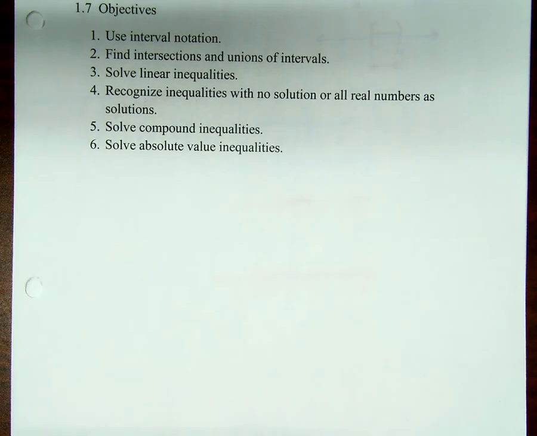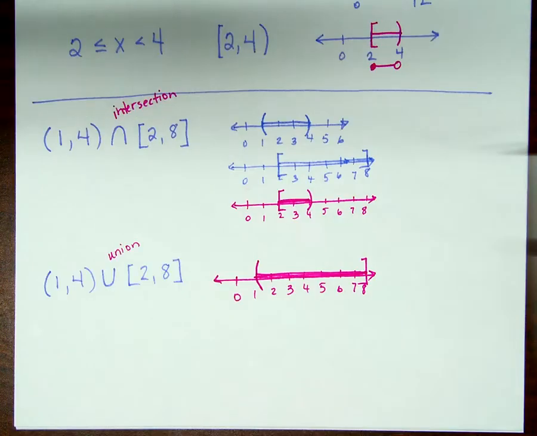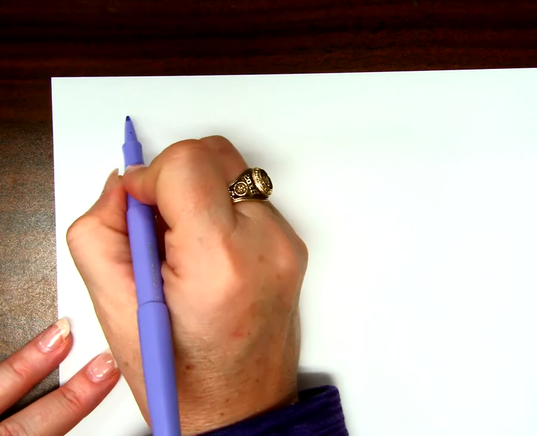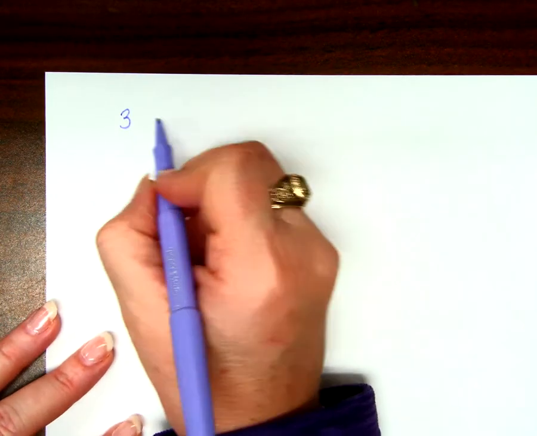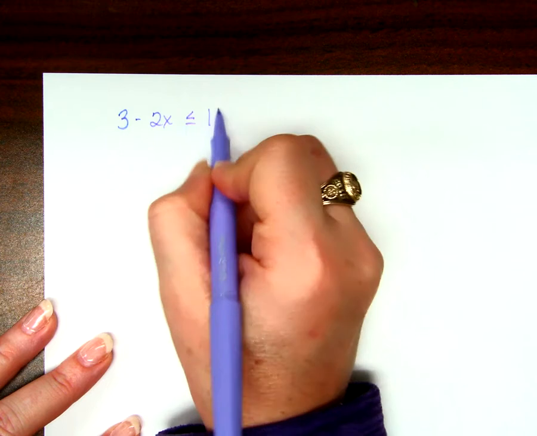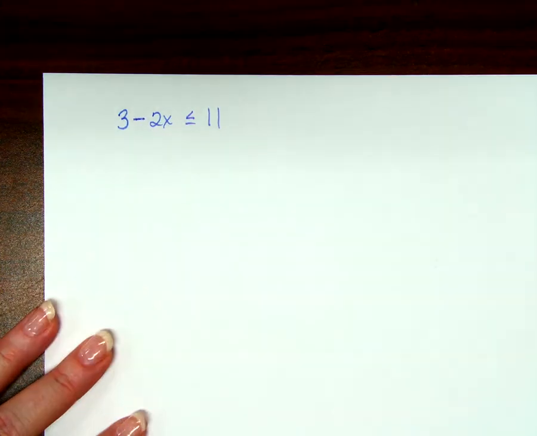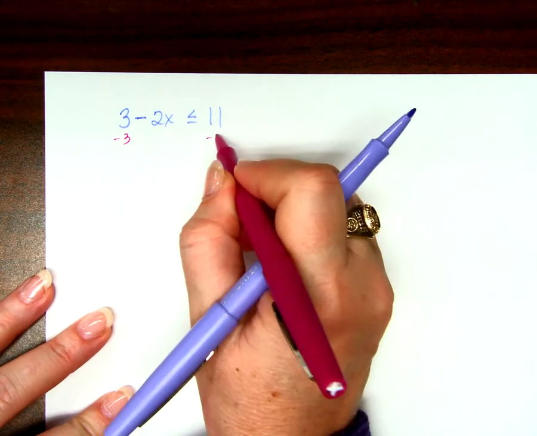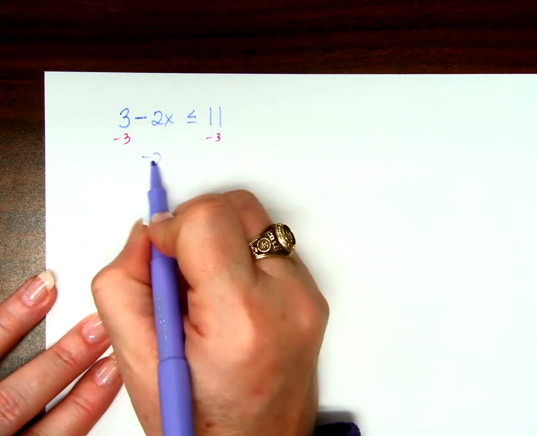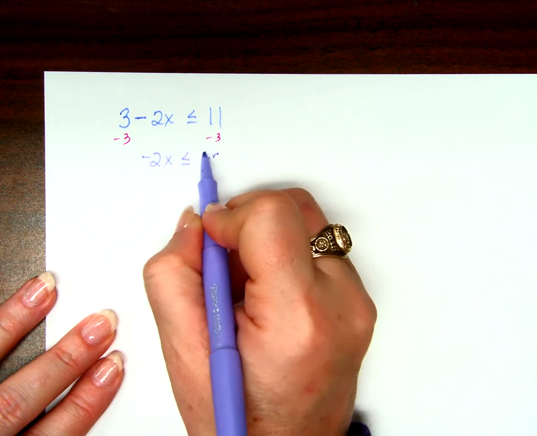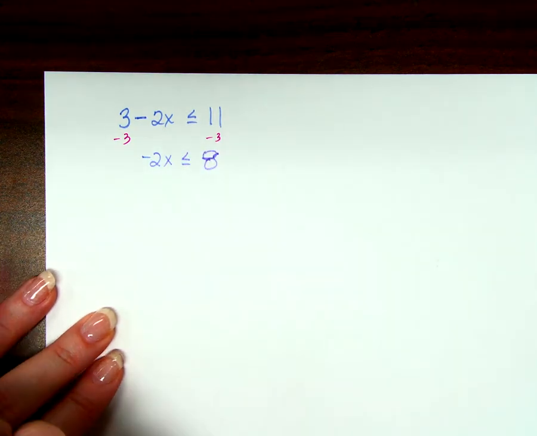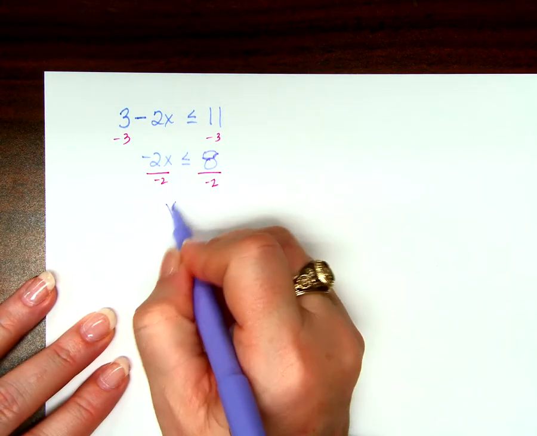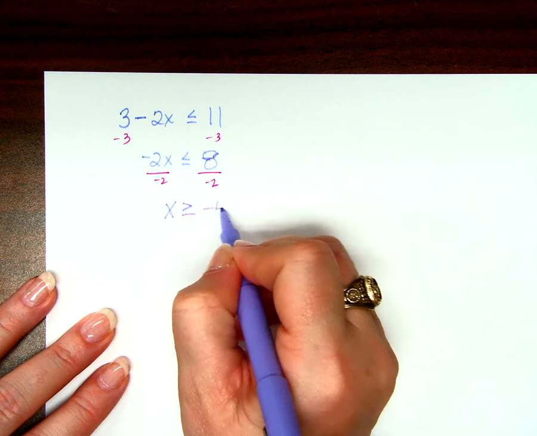Next thing we have to be able to do is solve linear inequalities. You guys are pretty good at these, so I'm not going to give you a whole lot of examples of these. But here is one. 3 minus 2x is less than or equal to 11. Subtract 3 from both sides. Negative 2x is less than or equal to 8. Divide both sides by negative 2. X is greater than or equal to negative 4.